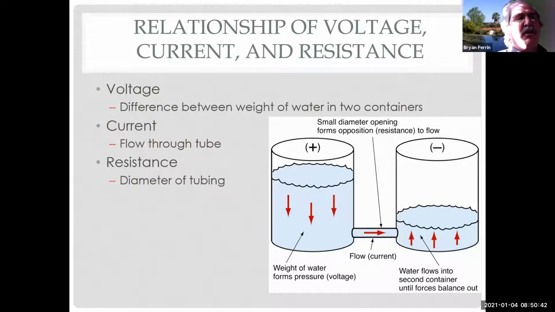Current is the amount of water flowing through the tubes. So that is how much is going, how fast is it going there. Resistance is the diameter of the tube. So if that tube is small, a small amount of water is going to go through it. So no matter how much voltage I have, I'm still going to be limited how much pressure I can put through the tube.